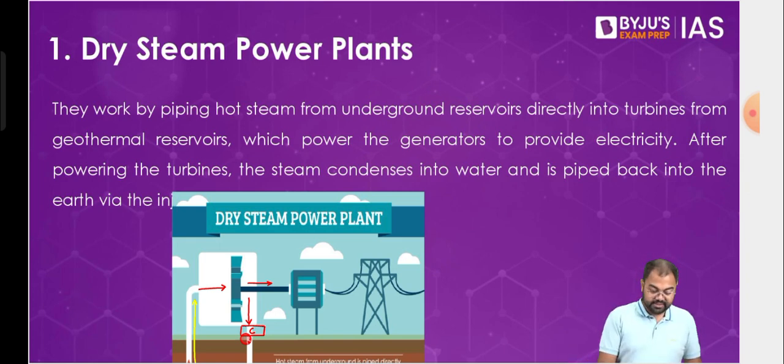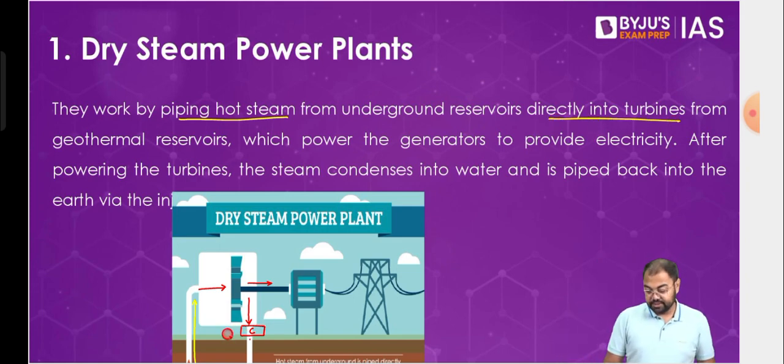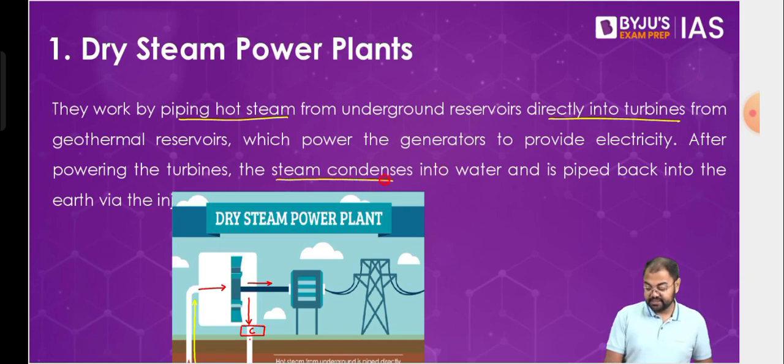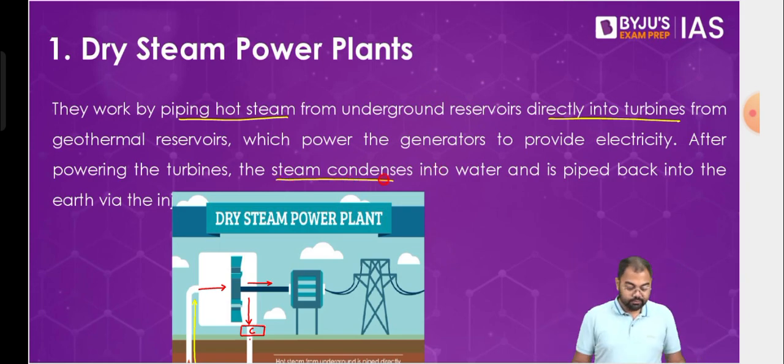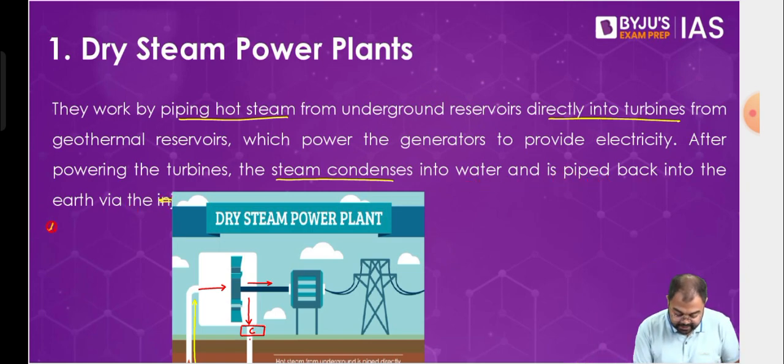that continues. So that's why we are saying that it works by piping hot steam from underground reservoirs directly into the turbines from the geothermal reservoirs, and this powers the generators to provide the electricity. In this manner, finally after that the steam condenses, and this is where we are using a condenser to do that. Then it turns into water and is piped back into the earth via the injection wells.